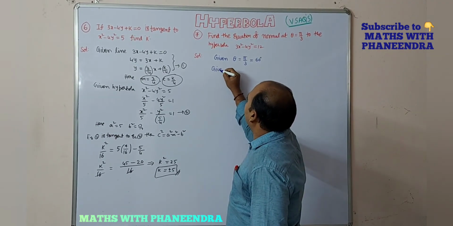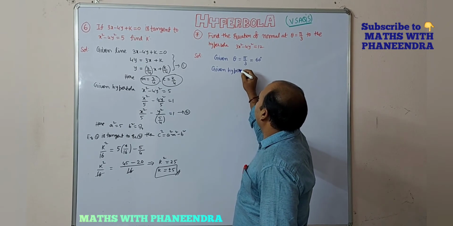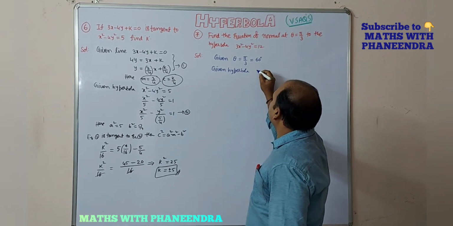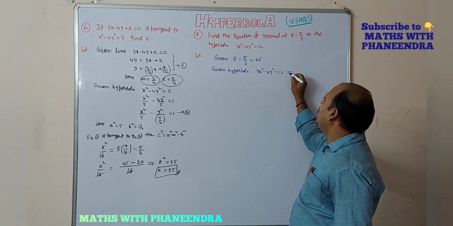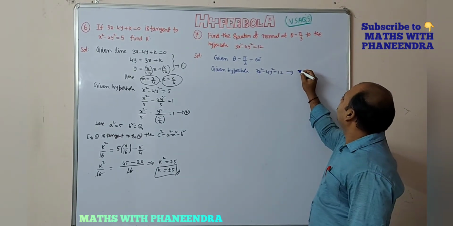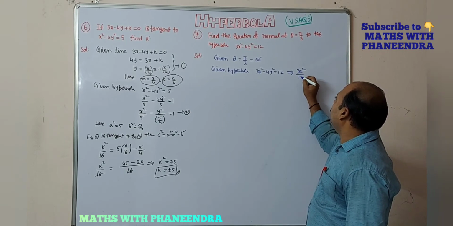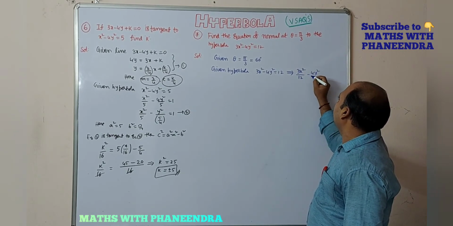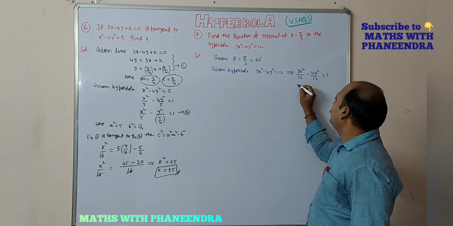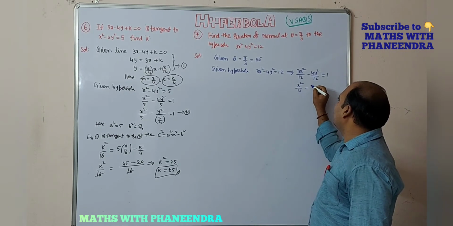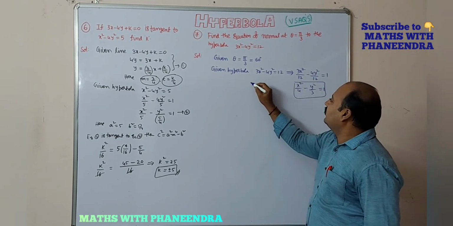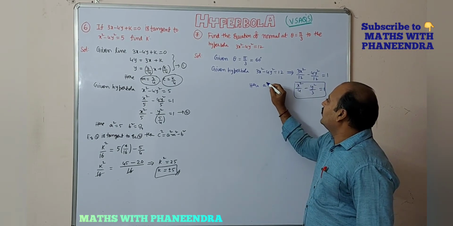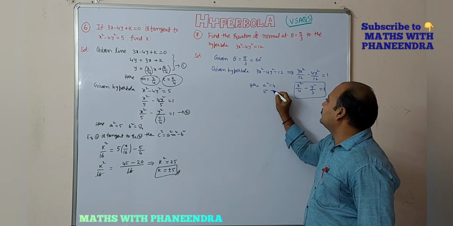Given hyperbola, write in the standard form: 3x square minus 4y square is equal to 12. That implies 3x square by 12 minus 4y square divided by 12 is equal to 1. So x square by 4 minus y square by 3 is equal to 1. Here a square is equal to 4, b square is equal to 3.